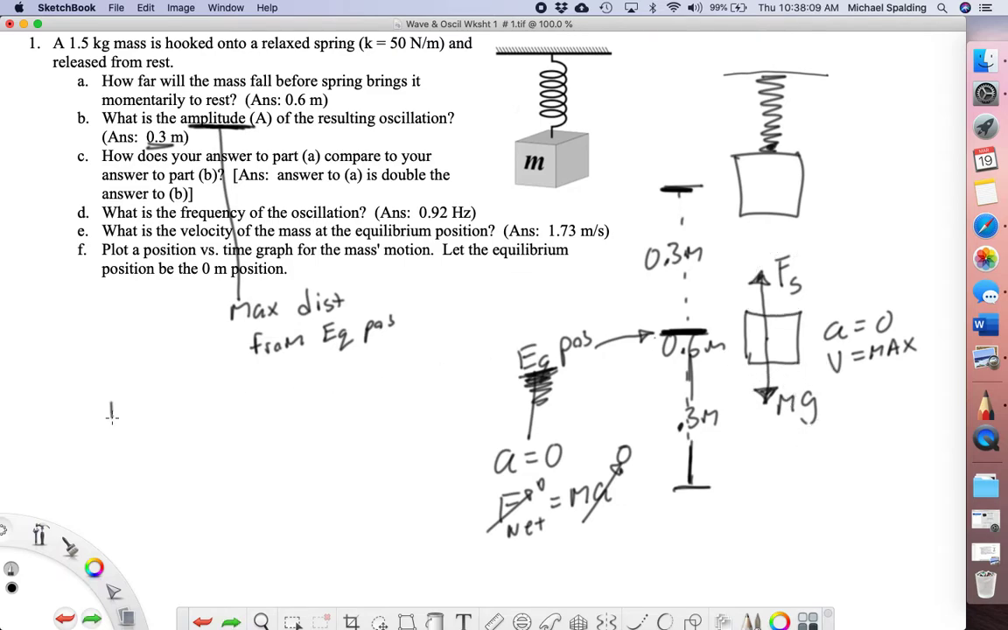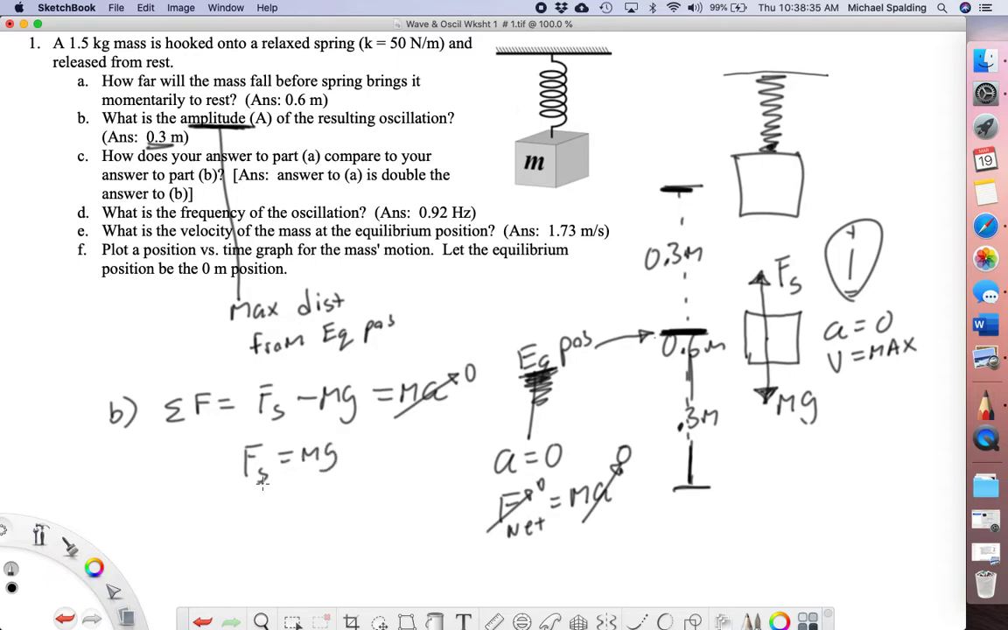So to show a calculation for part B, we can just sum the forces at the equilibrium point. We have force of spring up, so our sign convention is up is plus, down is minus. Force of spring up minus mg down. Sum of the forces equals ma. Our a is 0, because that's the definition of equilibrium. So we have force of spring equals mg.